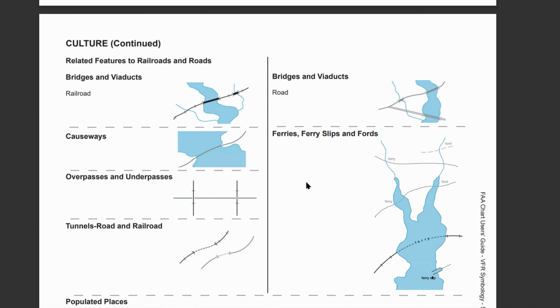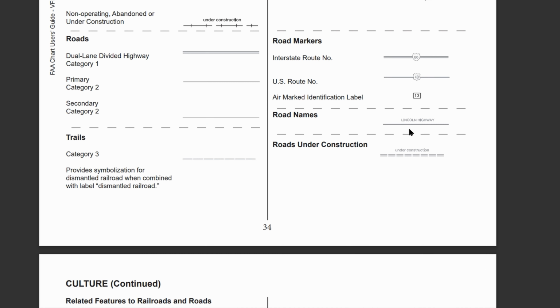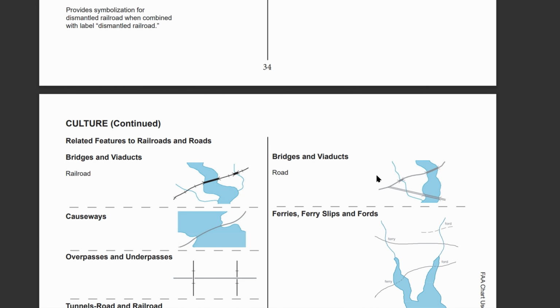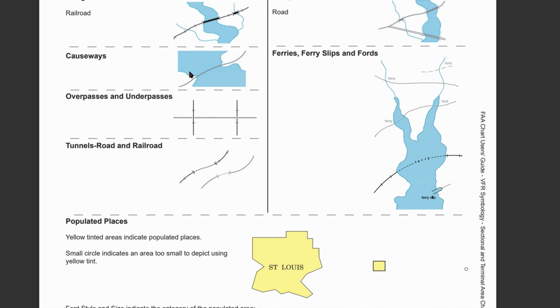Next, let's look at related features to railroads and roads. If we have bridges or viaducts, and you have a railroad that goes over it, it's going to look something like this. It's going to be a dark black. If you have a road, it's just going to be a gray. You can see this right here. This is like a road, and this would be like a double divided highway line. This one right here, because there's two lines. You have causeways, overpasses, and underpasses. It'll look something like this. You also have tunnels, roads, and railroads, so it's going to look like this.